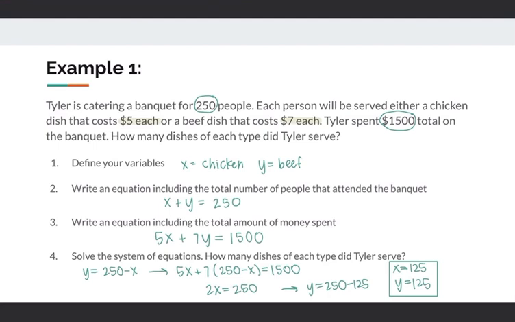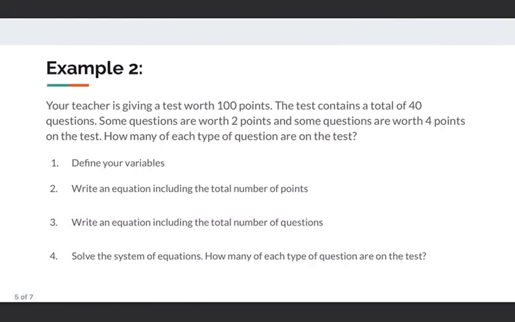All right, let's move on to the next example. Your teacher is giving a test worth 100 points. The test contains a total of 40 questions. Some questions are worth 2 points, and some questions are worth 4 points on the test. How many of each type of question are on the test?